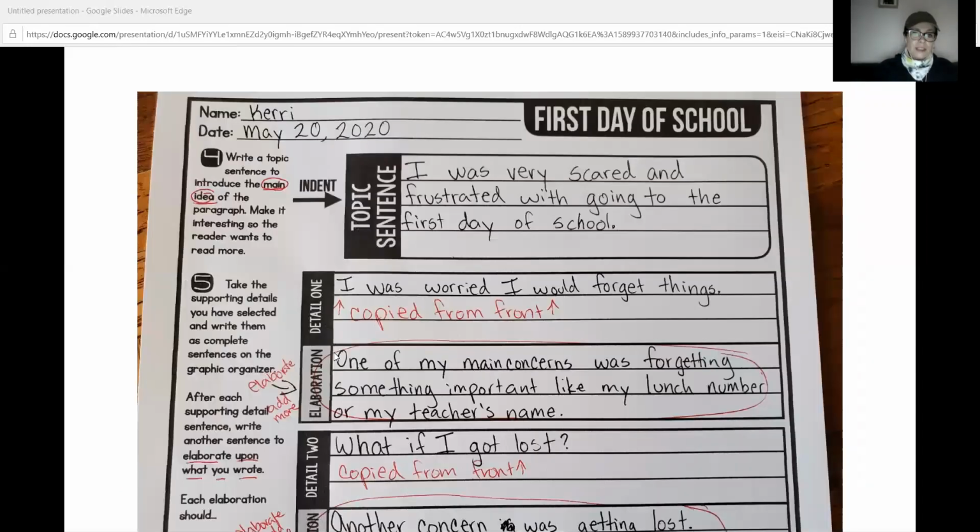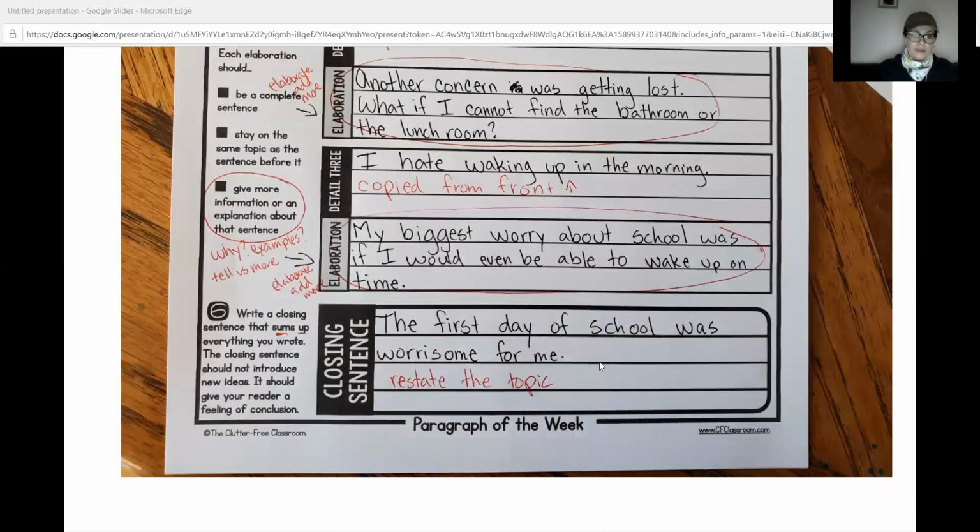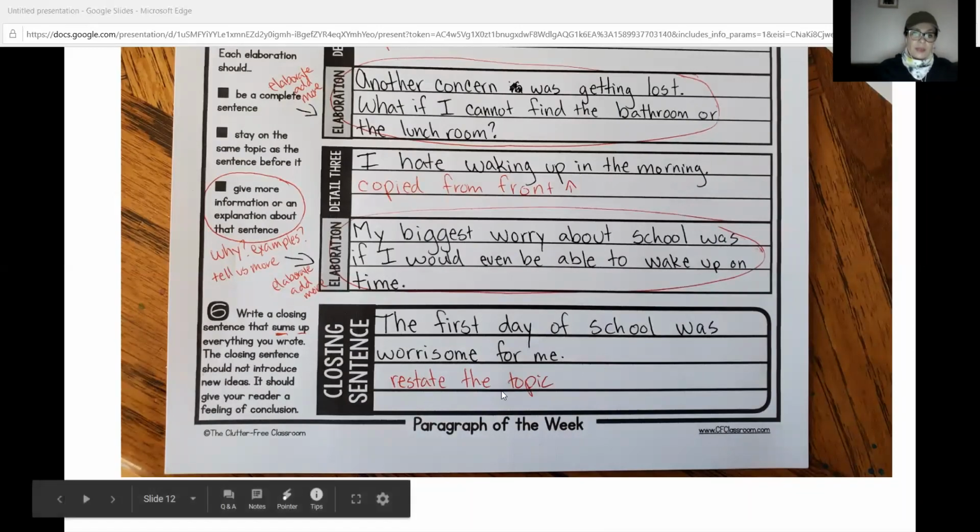My topic sentence up here was, I was very scared and frustrated with going to the first day of school. Another way of saying that was the first day of school was worrisome for me. It says the same thing, but in a different way to wrap up your paragraph. That's what a conclusion does, okay? So I wrote right here, restate the topic.